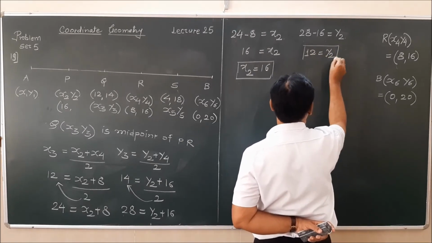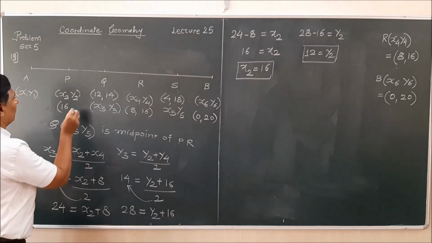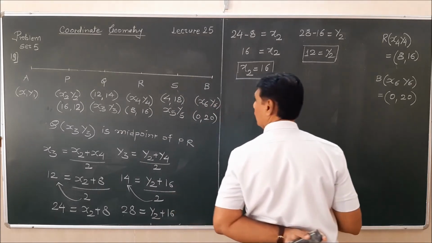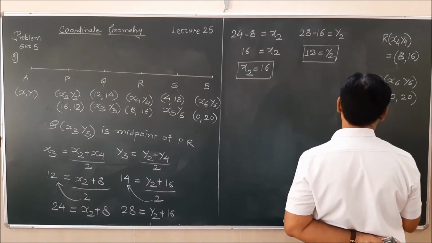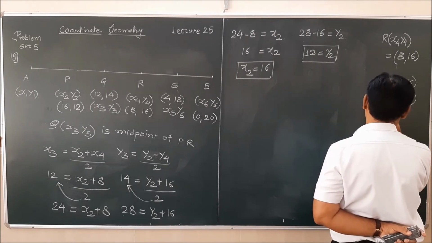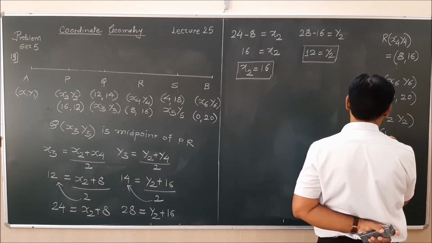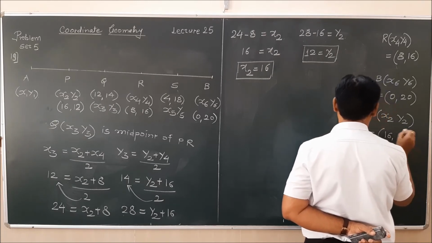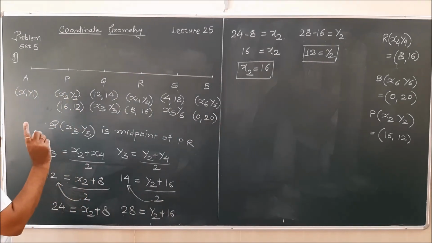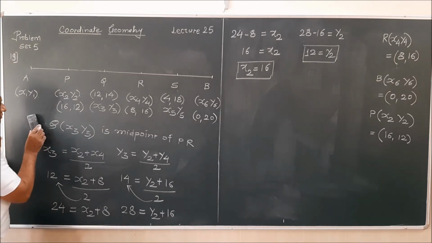So this is how x2, y2 are 16, 12. These are the coordinates of P: (x2, y2) is equal to (16, 12). Correct? Now only one point is left out, and which is that? x1, y1. Okay.